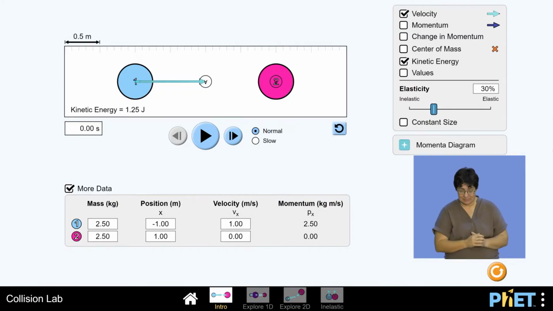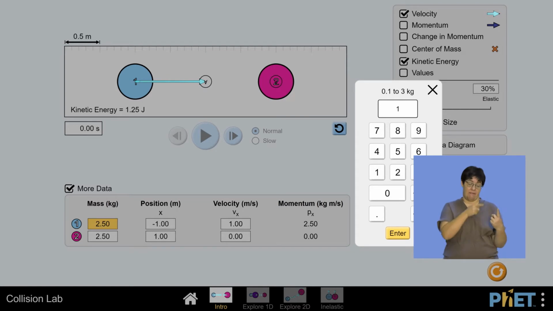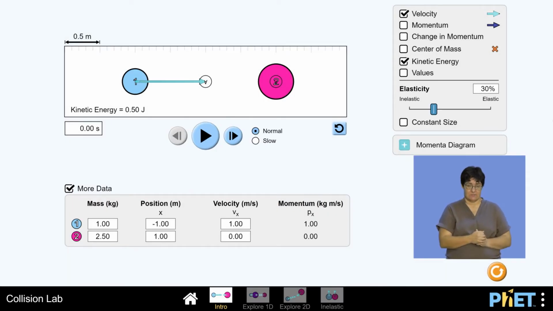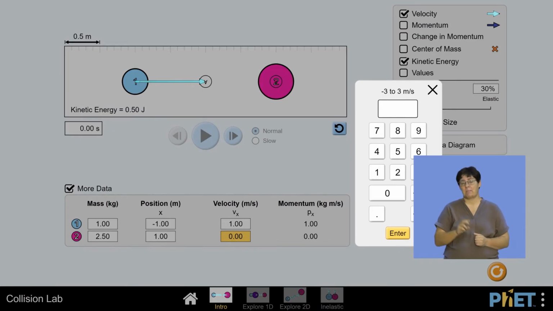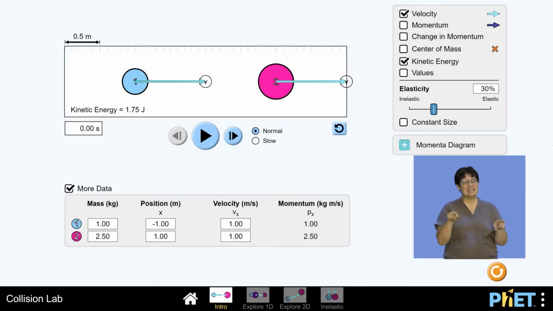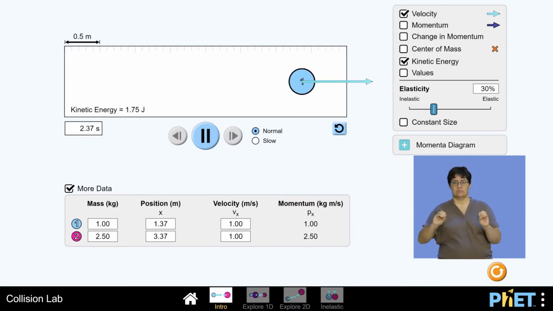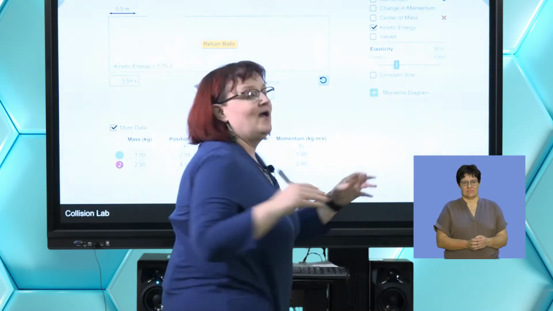Let's see if that's always the case. So let's make number 1, 1 kilogram. Let's make number 2 move in the same direction as number 1, going at 1. So they have the same velocity, and let's see what happens when they collide. My total kinetic energy is 1,75. Oh, they're not going to collide. Why won't the balls collide? Well, they're going at the same velocity. One's never going to catch up.